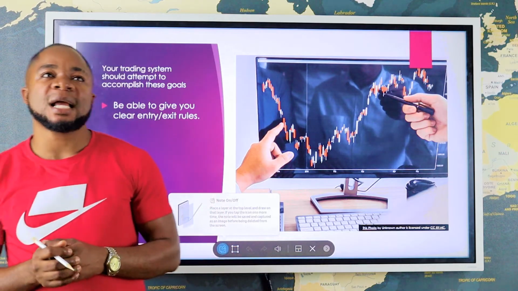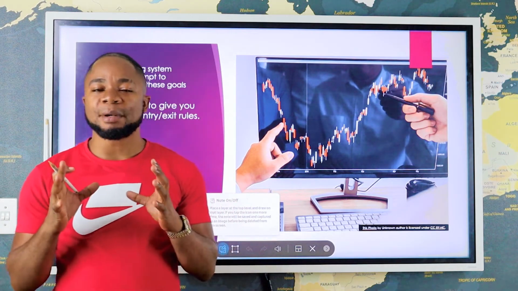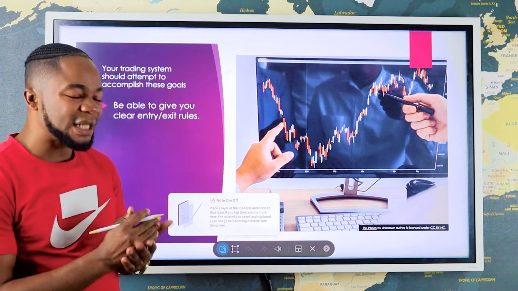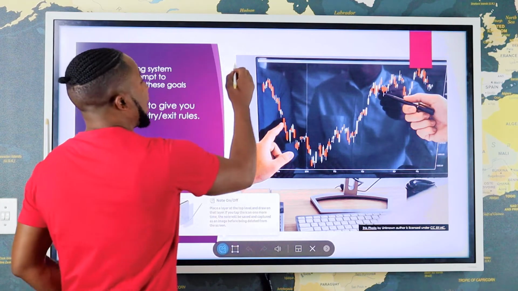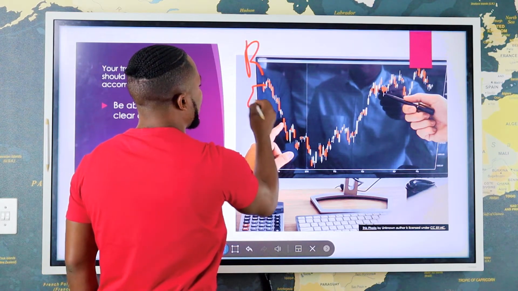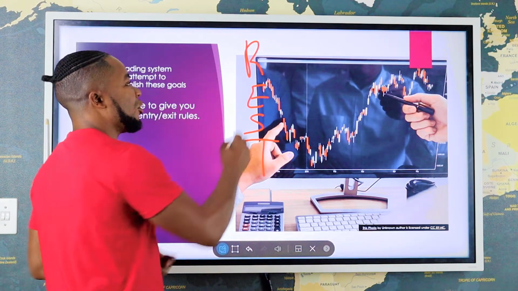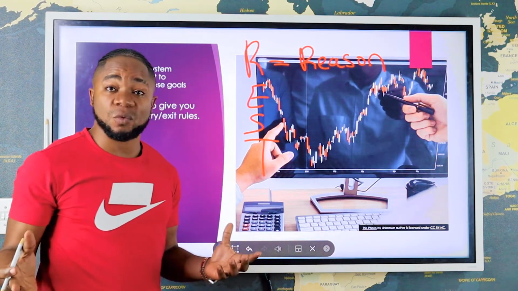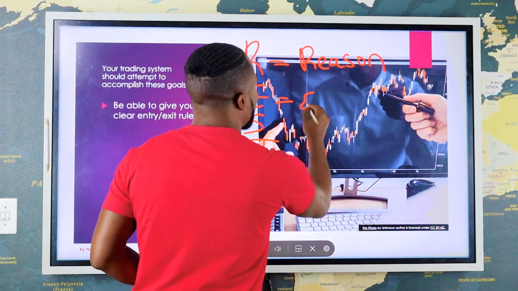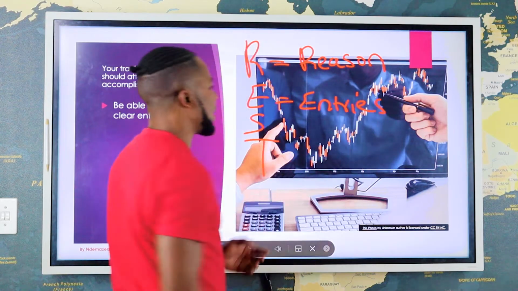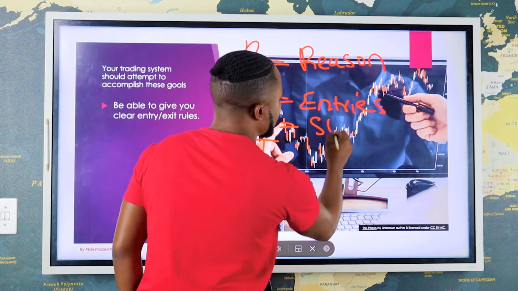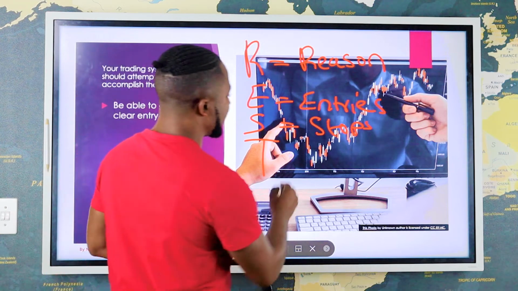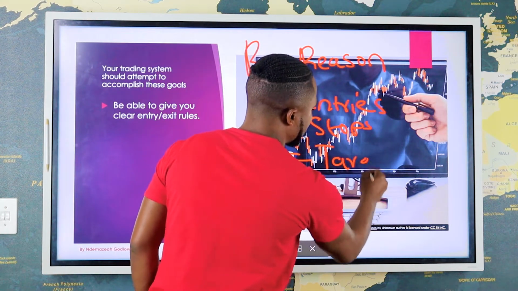Remember, I've already taught you guys that for any strategy, for you to place any trade, either buy or sell, your strategy must follow 4 things, which I call RES. All right, RES. I've spoken about this over and over. This one, R, stands for the reason why you are getting into that trade. Then E stands for your entries. S stands for your stops. Where are you going to put your stops? Then T stands for your targets.